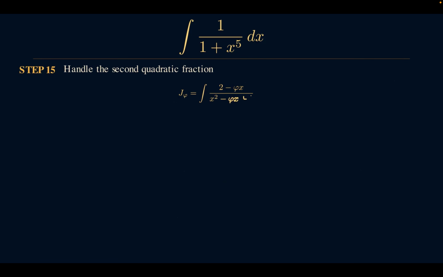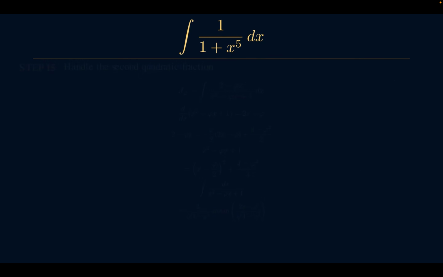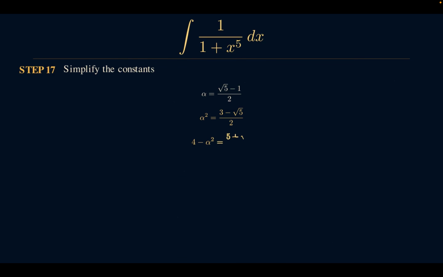So for the second quadratic fraction, j phi, we can use the same trick that we have used before, splitting the integral and using the u substitution to get the following result. So the quadratic integral of j phi would be equal to the thing that you've seen.